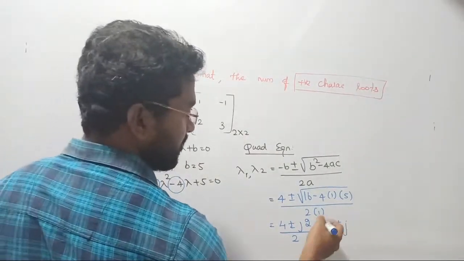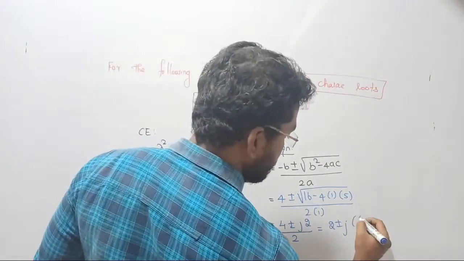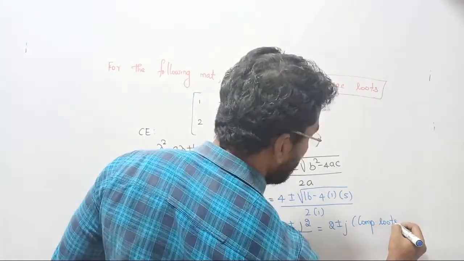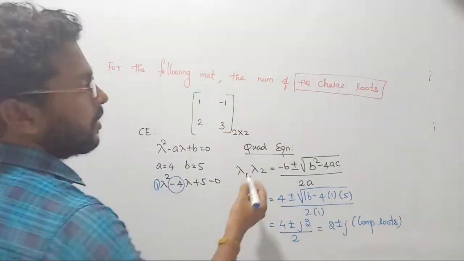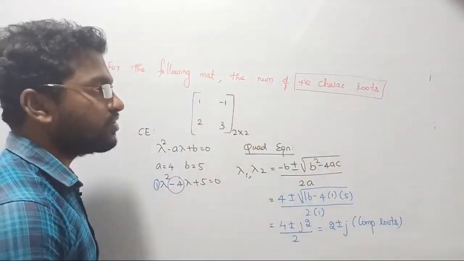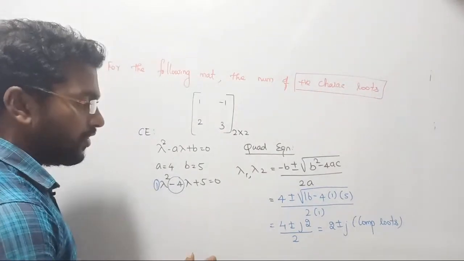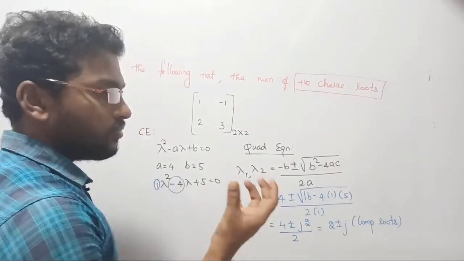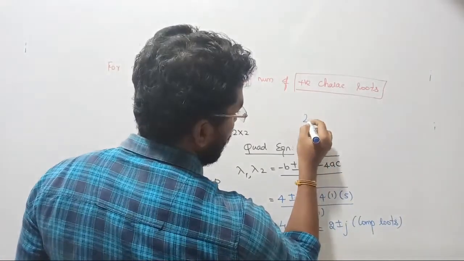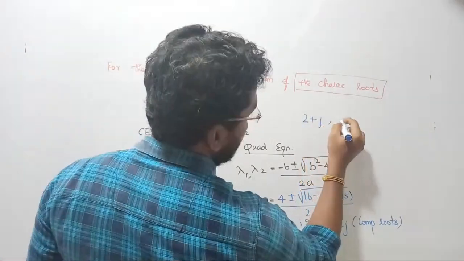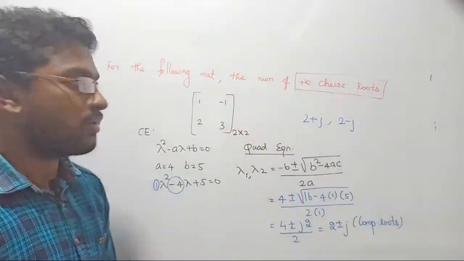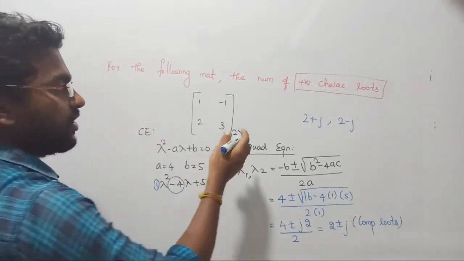Guys, what is this? These are called complex roots. But what is asked in the question? Positive characteristic roots, in the sense we should obtain. I need only the positive characteristic roots right now. But what I am getting here is one root 2 plus j and another root 2 minus j. Do you have any positive characteristic roots here? No, right? I don't have any positive characteristic roots.